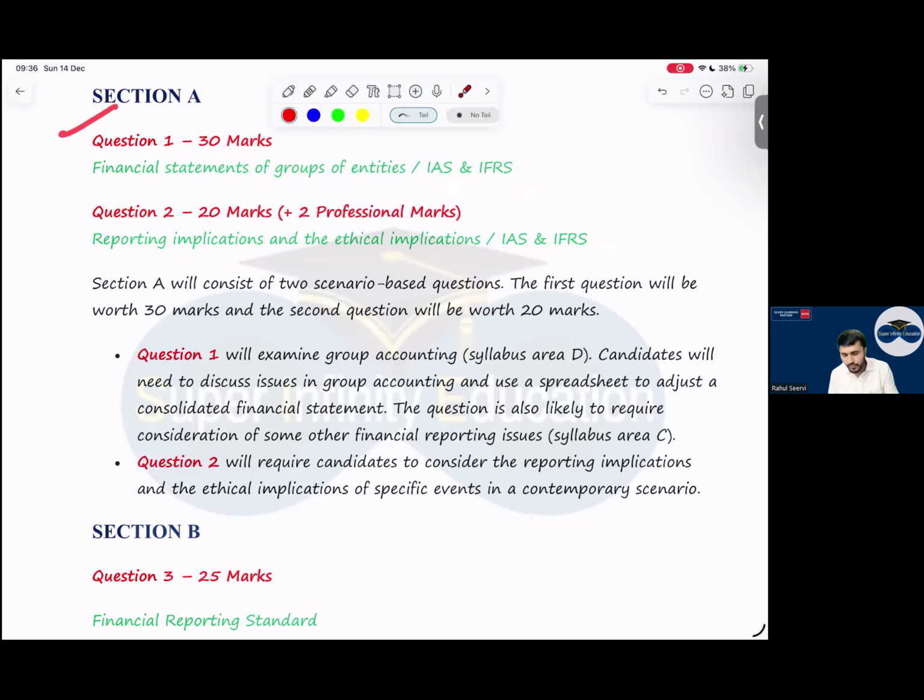Any doubts in Section A? Did you get a basic idea? So Section A, what will be tested? 2 questions. The first question will be from consolidation. The second question will be from ethics. So today only I say, when coming to your consolidation also, there are 3 topics: either balance sheet, P&L or cash flow. That will come, nothing other than that will come. So as we do standards, I'll be mentioning this.